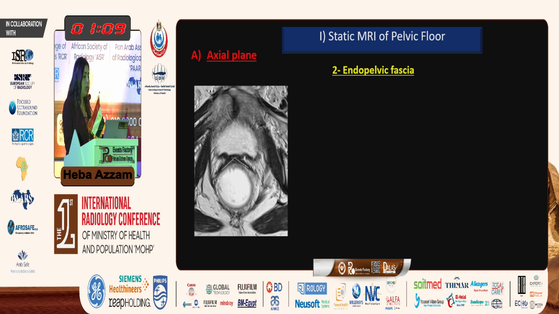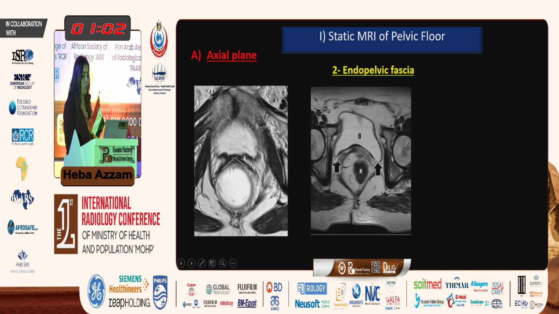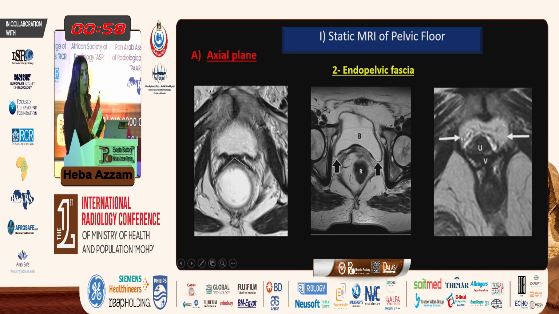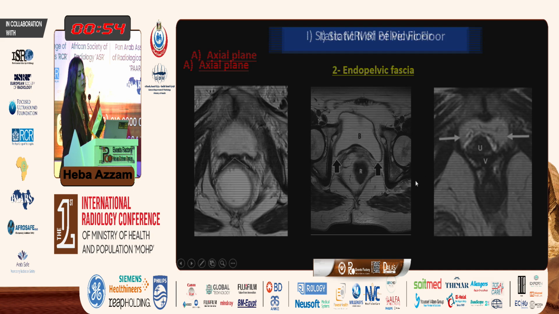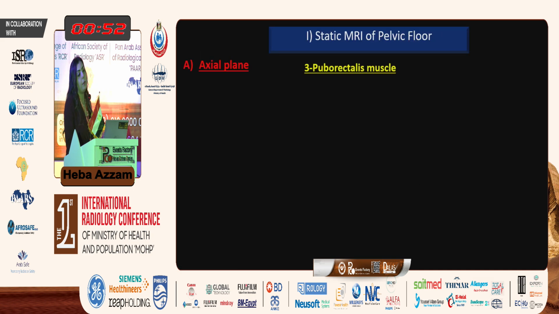of each level. This is level 1 defect, which is called the chevron sign. This is level 2 defect, which is called the saddleback sign. And this is level 3 defect, which is called the drooping mustache sign. We can also assess the puborectalis muscle.